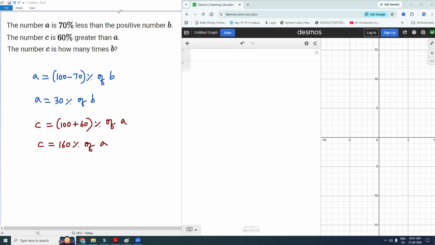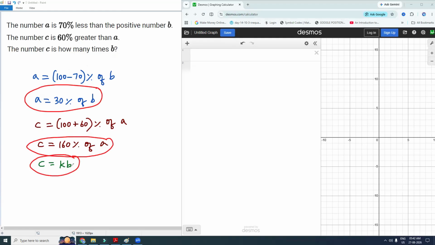Now let's consider the third piece of information. Actually, it is a question, that is C is how many times of B. Let me assume C is K times of B. Then we have the equation C equals K times B. Now we have three equations. One is over here, the second equation is over here, the third equation is over here.